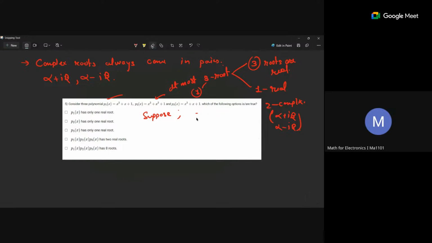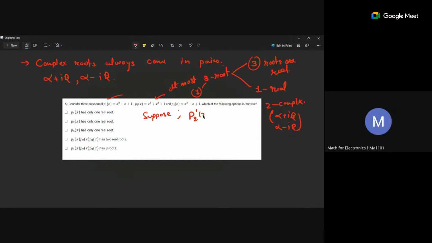So P1(x) has only one real root, P2(x) has... Yes. I think if we can somehow find the maxima and minima, how many times the maxima and minima of the equation occur, then we can say whether the number of roots is real or not. Yes, okay, ma'am. That's why I'm also saying that.